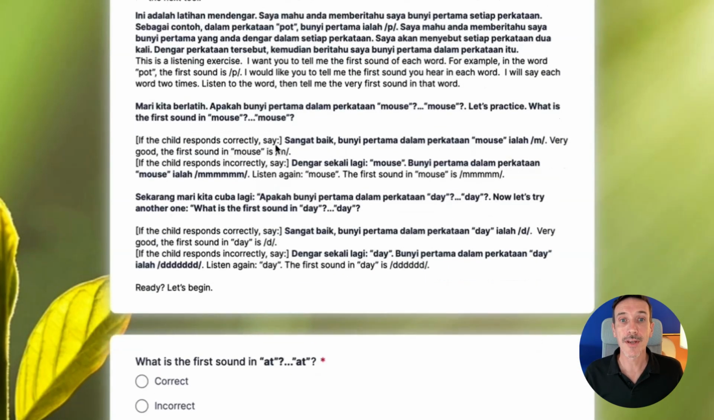If the child responds correctly, say, very good. The first sound in mouse is m. If the child responds incorrectly, say, listen again, mouse. The first sound in mouse is m. It's important to note we are listening for the sound, not the letter name. If the child says M or P, it's incorrect. We need the sound.